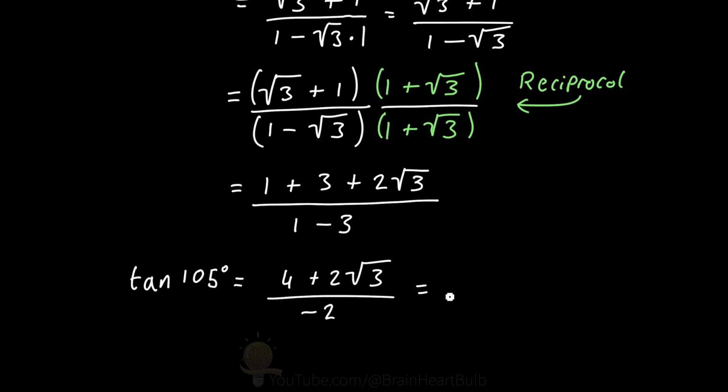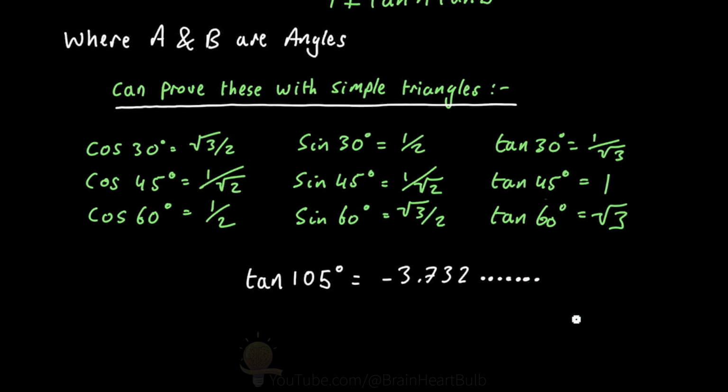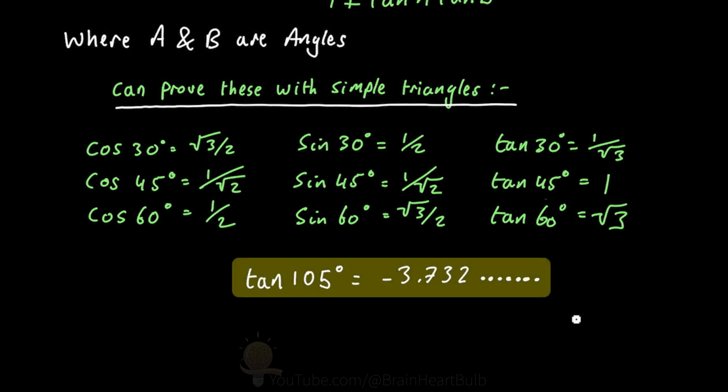And we can simplify this further by dividing the 4 and the 2 root 3 by minus 2, giving us minus 2 minus root 3. And that's our final answer. And if you plug this value into your calculator, you'll find that it's equal to minus 3.732 and so on.